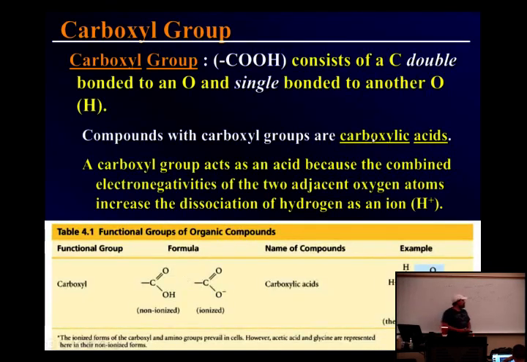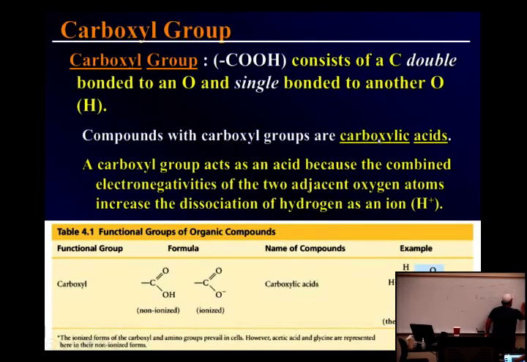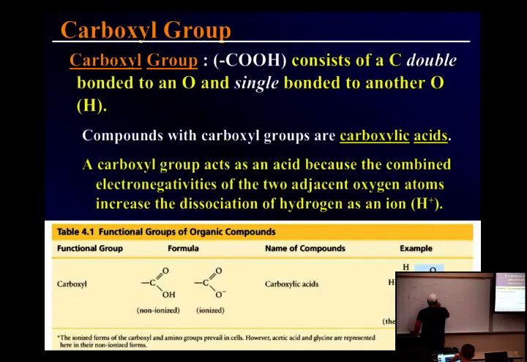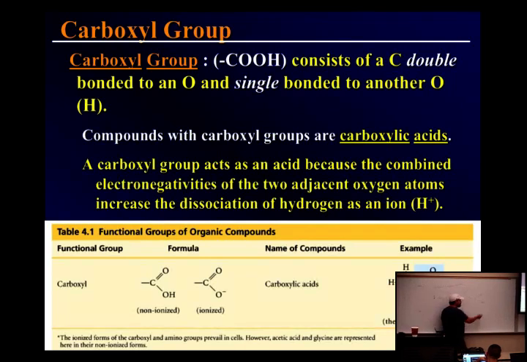Carboxyl groups, they're easier because they're always the same. And they're always on the end. And we already talked about that. So that's the carboxylic acid. Why is it called an acid? These guys don't share well, right? Oxygen's selfish. It keeps the electron for itself. So the hydrogen falls off. What's the definition of an acid? Donates hydrogen, H plus, into a solution.